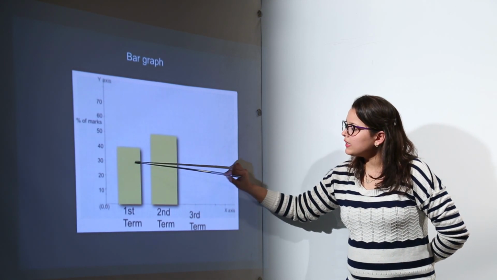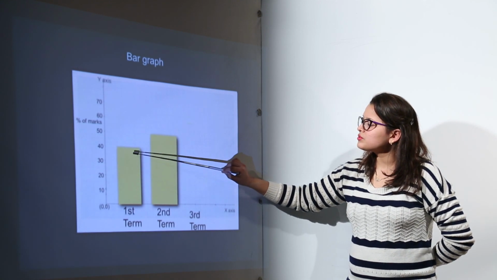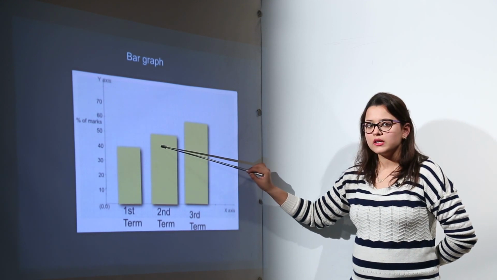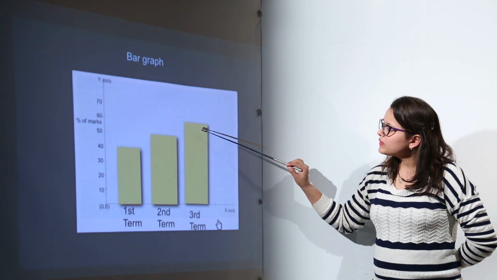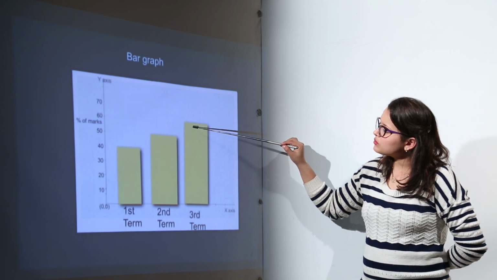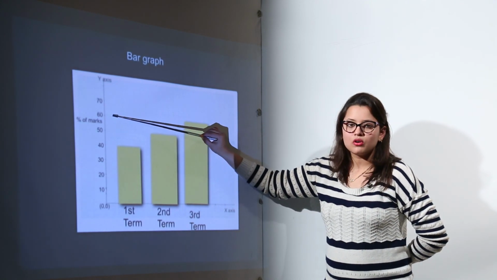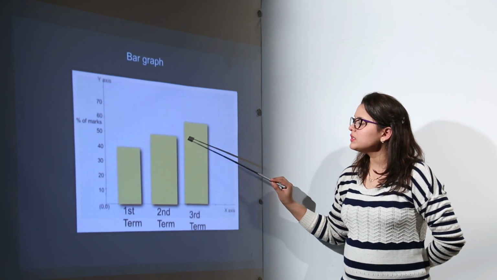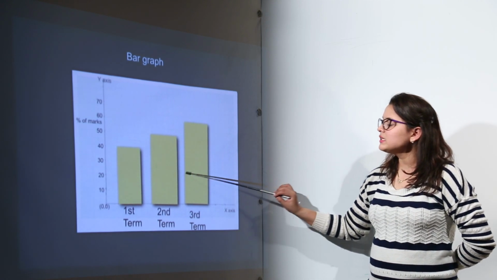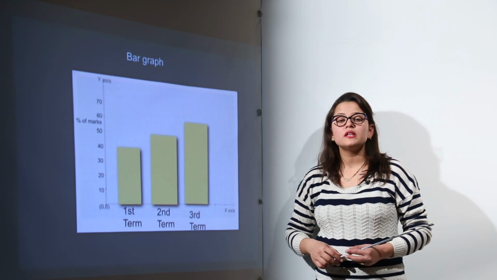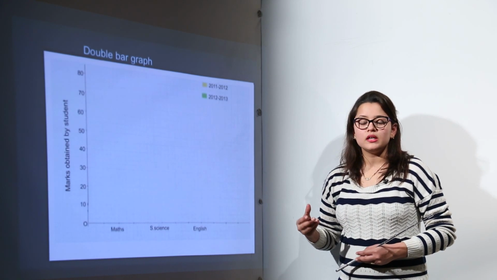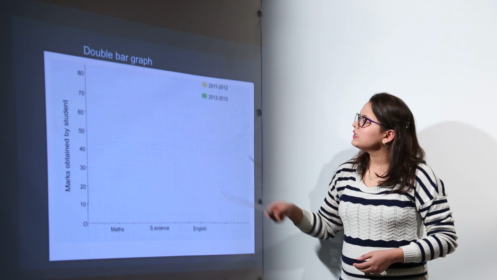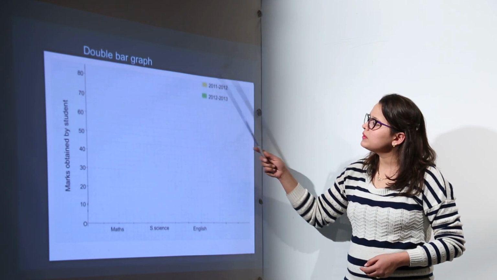Here you can clearly identify that in the first term the student was securing lesser marks, while in the second term the student upgraded. Now moving on to the third term, we can see the student has reached 60%. The third bar is representing that the student has improved compared to the first and second terms. So this is how we can make a comparison of any quantity, or between any categories, using the bar graph representation.